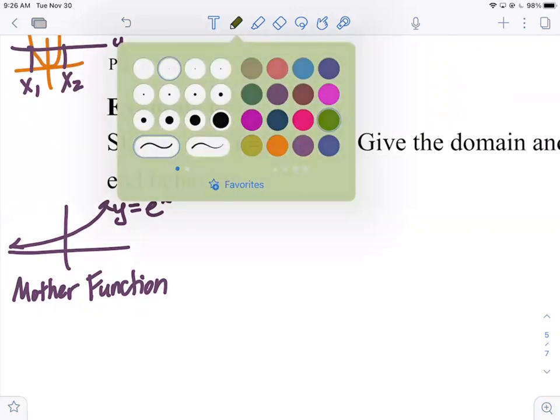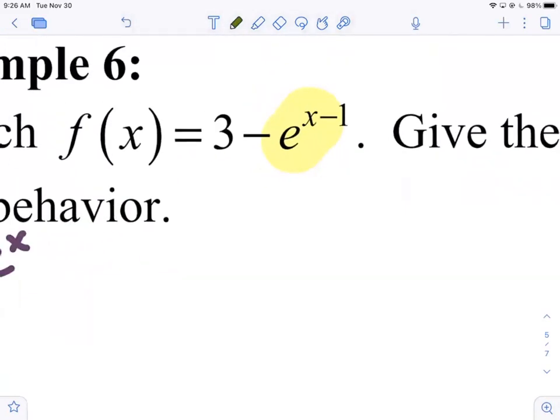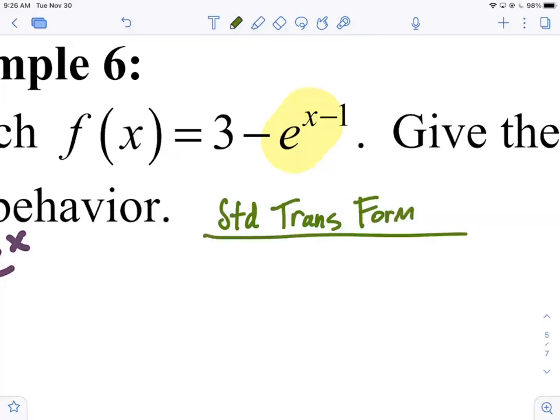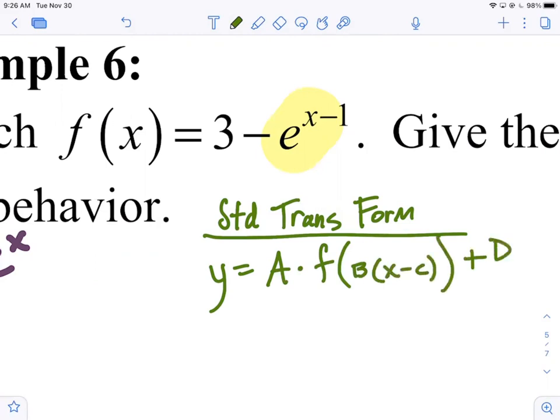So let me review what standard transformation form is. We've already seen this year, but here it is. It's y equals a times f of b times x minus c, close, plus d. And we know that there's two dynamics at play here. The inside part, the b and the c, affect the graph horizontally, stretch or compress versus shift. And then the outside a and d affect the graph vertically. They affect the y values.